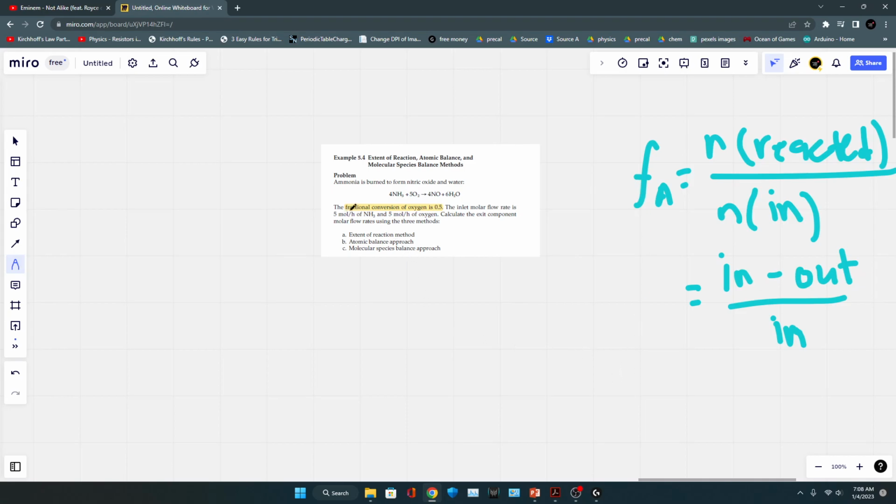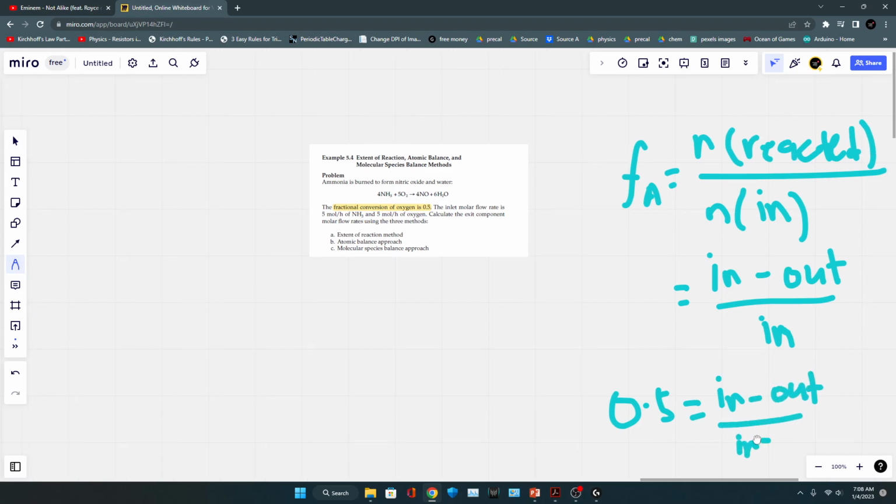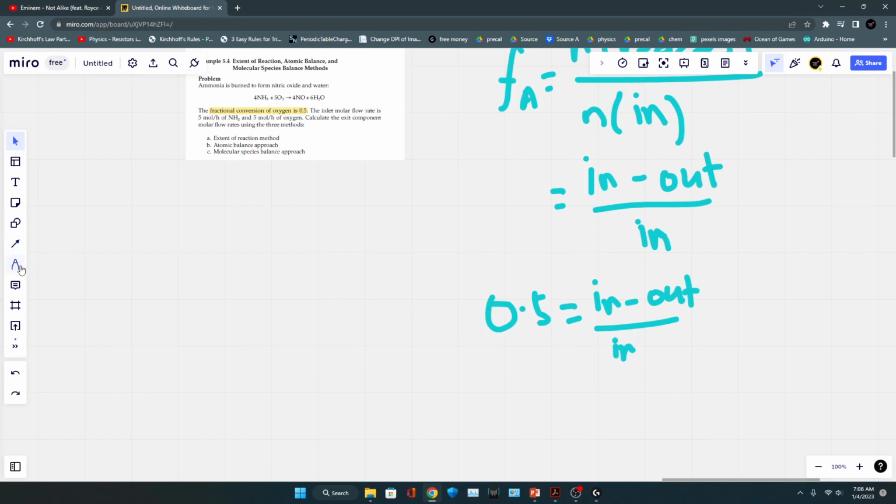It has been stated here that the fractional conversion of oxygen is 0.5. So 0.5 is equivalent to in minus out divided by in of oxygen. The inlet molar flow rate is 5 moles per hour for ammonia and 5 moles per hour for oxygen. Calculate the exit component molar flow rate using the tree method, which is the external reaction method.